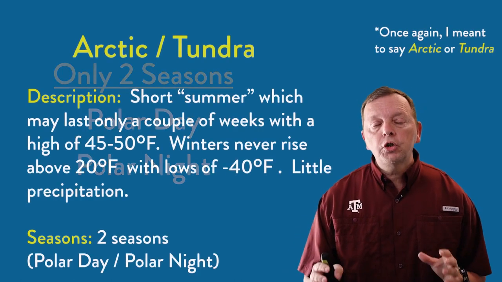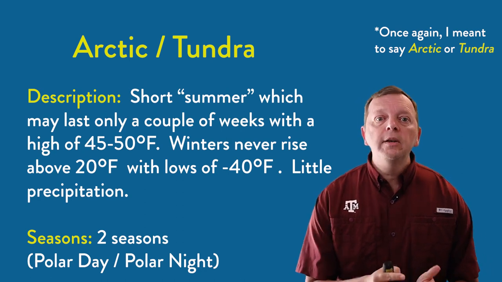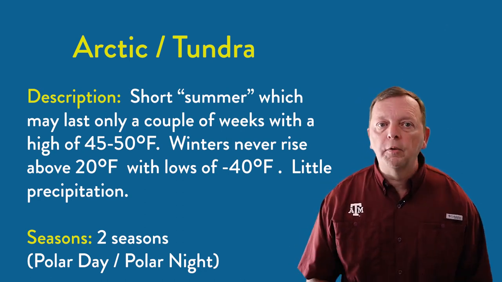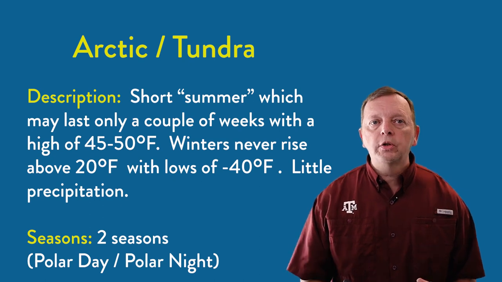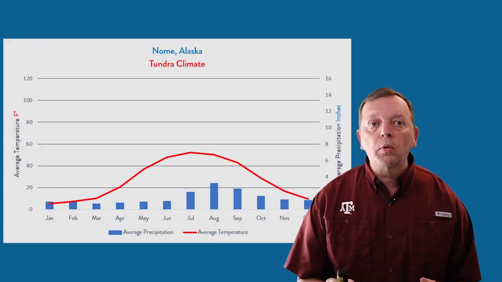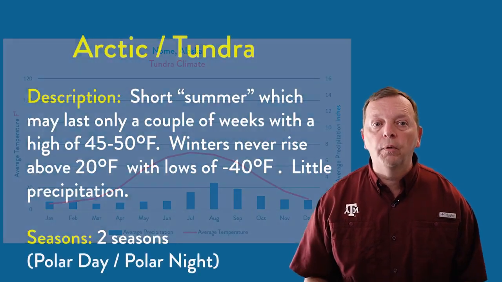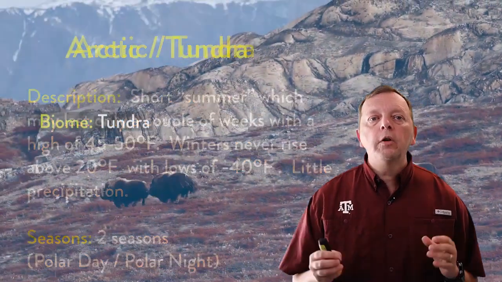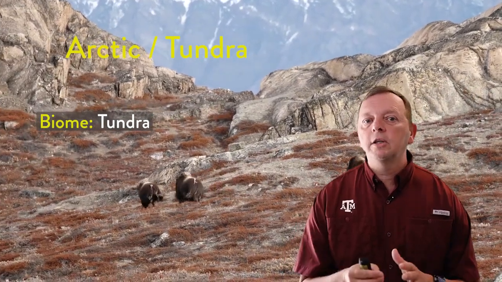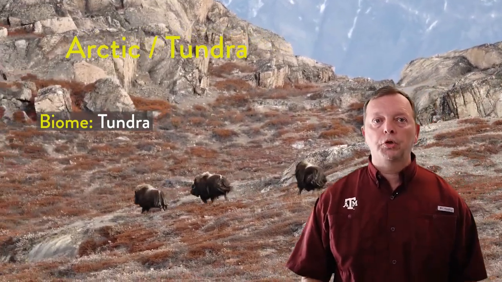In the polar climate, its short summer lasts only a few weeks and never gets warmer than 45 or 50 degrees Fahrenheit. But its winter temperatures are truly cold, never rising above 20 degrees Fahrenheit, and its low temperatures are down to 40 degrees below zero. Here, the associated biome is the tundra, as it's quite frankly just too cold to support trees.